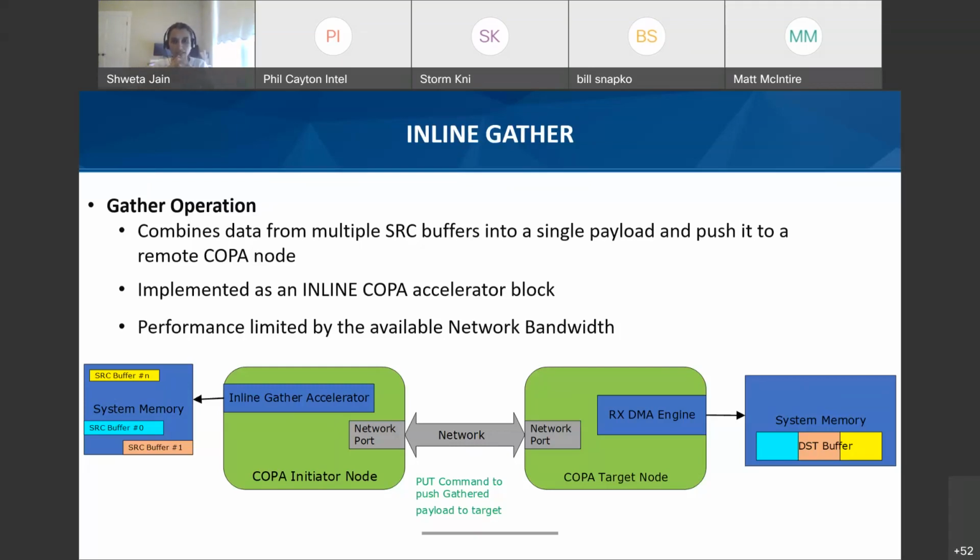In our COPA specific framework, we implement the gather operation as an inline accelerator, and that is what we can see in the picture over here. We have a COPA initiator node which uses the inline gather accelerator to coalesce all the source buffers in its system memory. Then it uses the high performance network interconnect that COPA provides and pushes the data into the COPA target node's system memory. That's what this picture demonstrates. The push to the system memory is basically a modified put, or RDMA put, operation. This is all done at line speed because this is an inline accelerator.